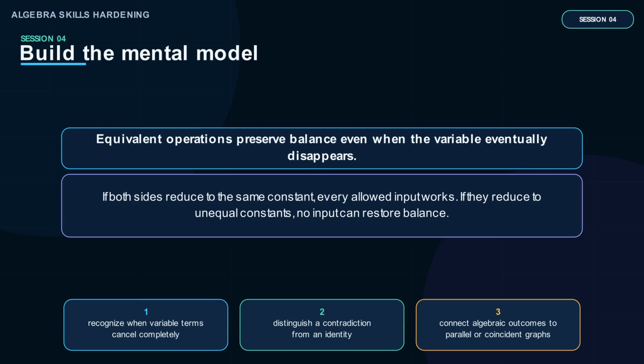The key distinction is this. Recognize when variable terms cancel completely. Then connect it to the second goal: distinguish a contradiction from an identity. Correct methods begin with correct interpretation. When a problem looks different, look for the same mathematical structure instead of an identical example. That transfer makes the skill durable.